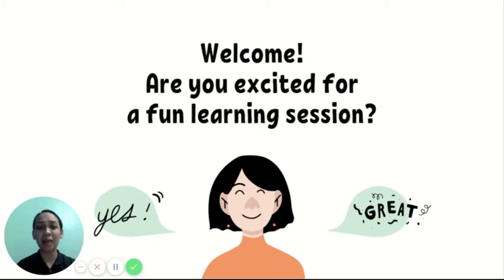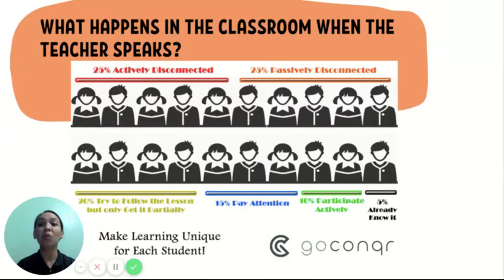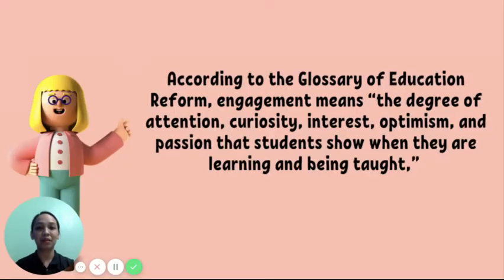But what is really happening in our classroom? What happens when the teacher speaks? So according to studies, 25% are actively disconnected. 25% are passively disconnected. 20% are trying to follow the lesson but get it partially. 15% are paying attention. 10% are actively participating, and 5% already know what you're talking about. So then engagement comes in.